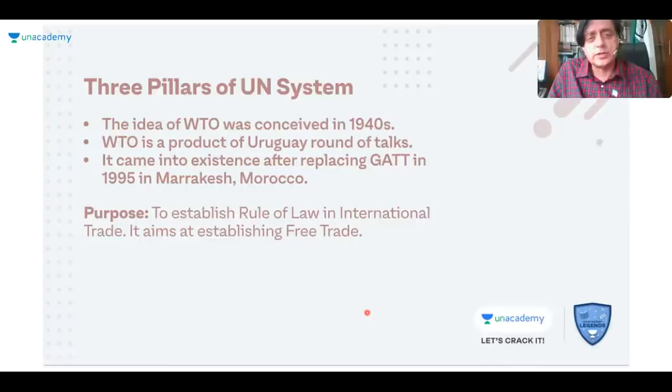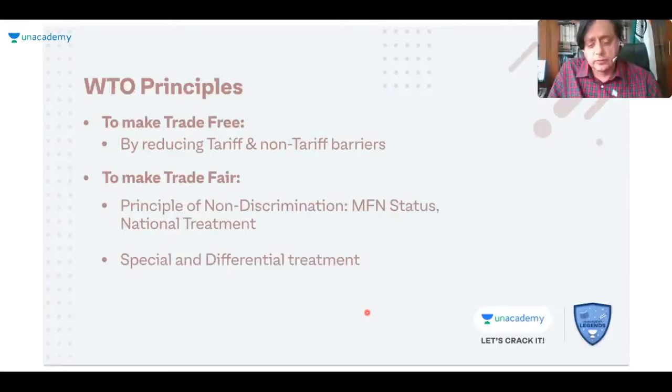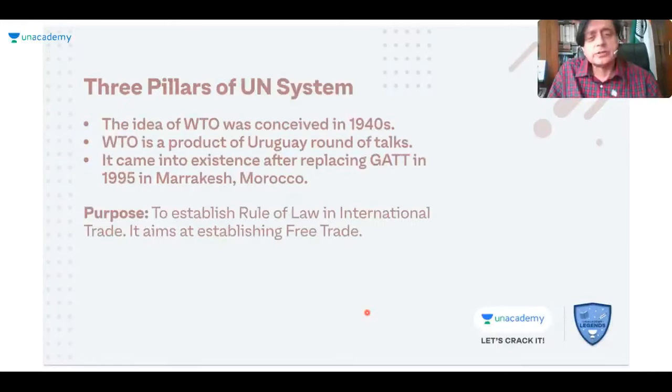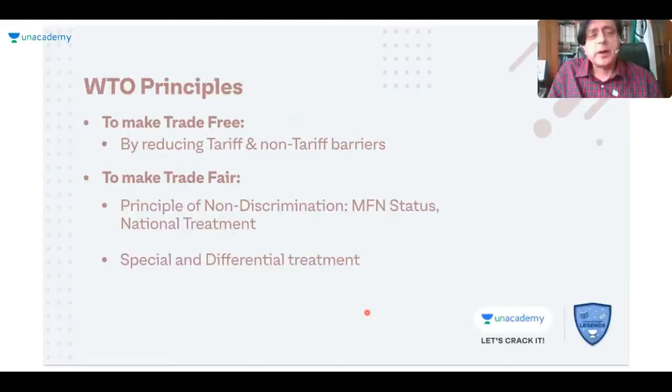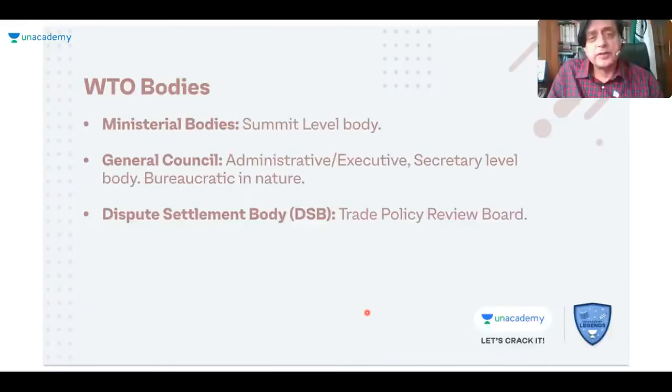And the World Trade Organization is now heading for its silver jubilee. Its success is supposed to have been in creating rule of law in international trade and, of course, in promoting free trade by reducing tariff and non-tariff barriers in countries. But at the same time, countries give the same status to other countries that they give to the most favored nations, and ensure that there's some special and differential treatment for the developing and particularly the least developed countries, which often need protections that the developed countries don't need.